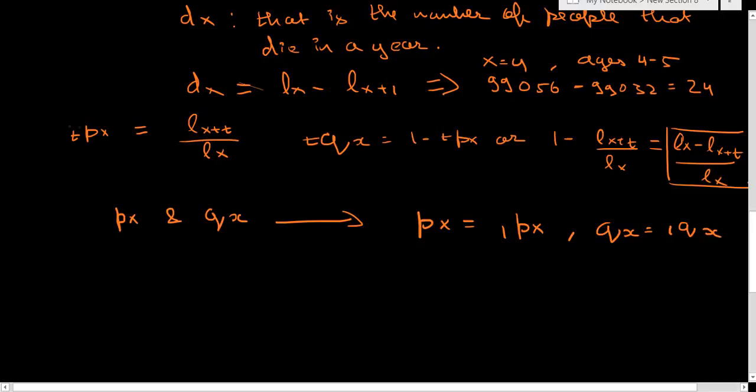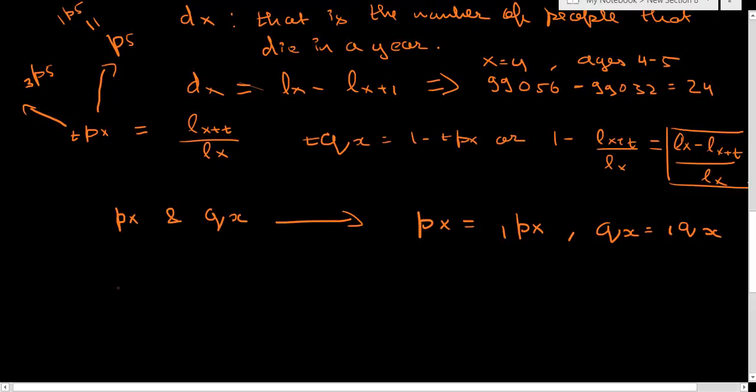If I take an example of tPx, it can be 3p5. That would mean the probability that a boy aged 5 years lives for another 3 years. If I just write p5, that would be the same as 1p5. That is the probability that a boy aged 5 lives for at least another 1 year. So if I write nothing here, it's the same as this.